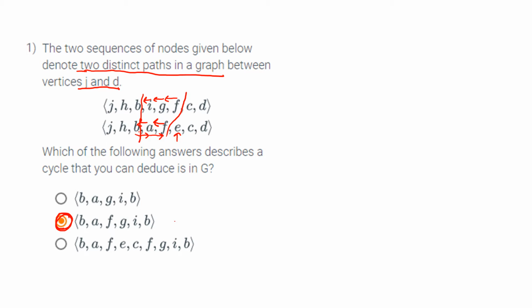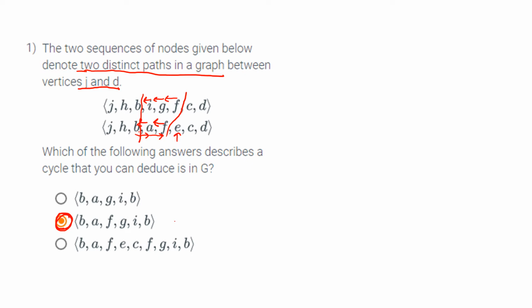You might say, well, what about these two F's in here? But what we would do is go from B to A to F, and then we would go from F to the G up in that first path. So we're not repeating vertices at all. So this one, the second one, would be the answer that would describe a cycle that we know is in G based upon these two paths.